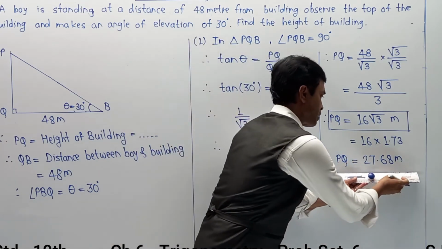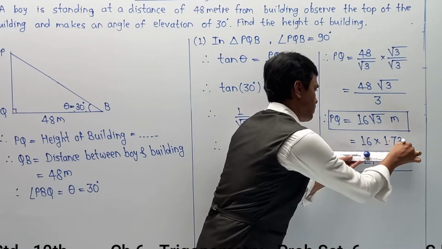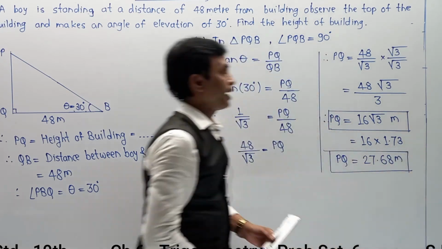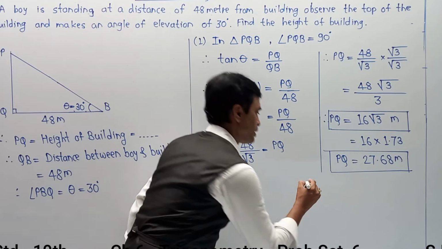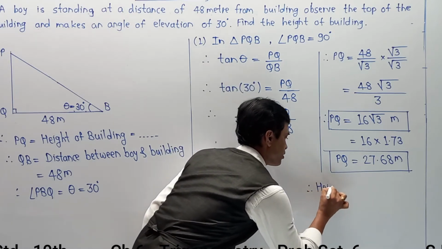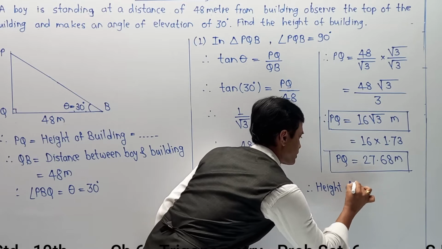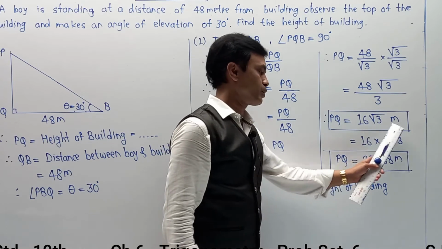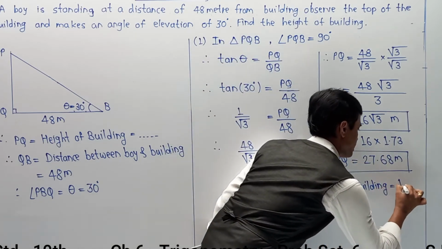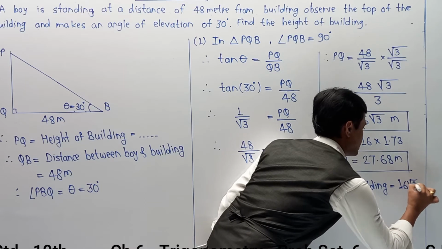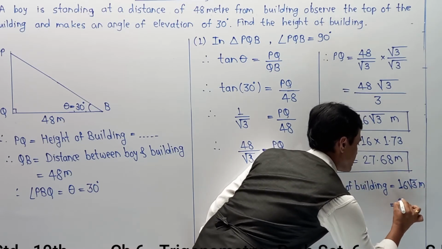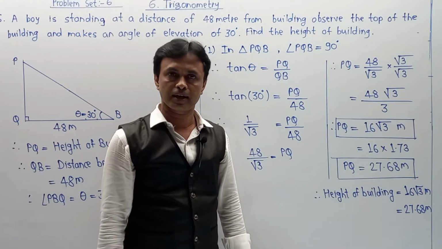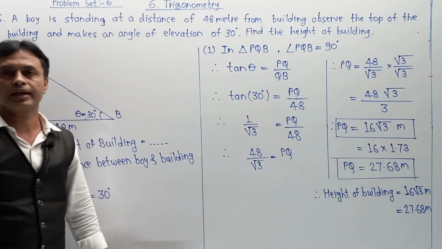Definitely at the end you are going to write the answer in statement form, and that is nothing but the height of the building. Therefore height of building is equal to 16 root 3 meter. Or you can also write the answer as 27.68 meters. Both ways your answer is correct. In this way you can complete the entire structure.